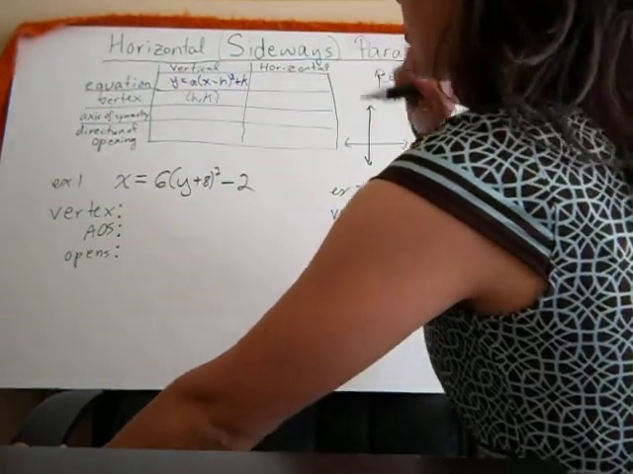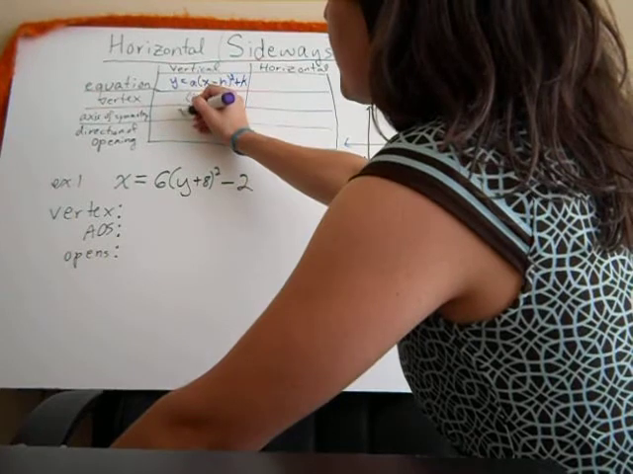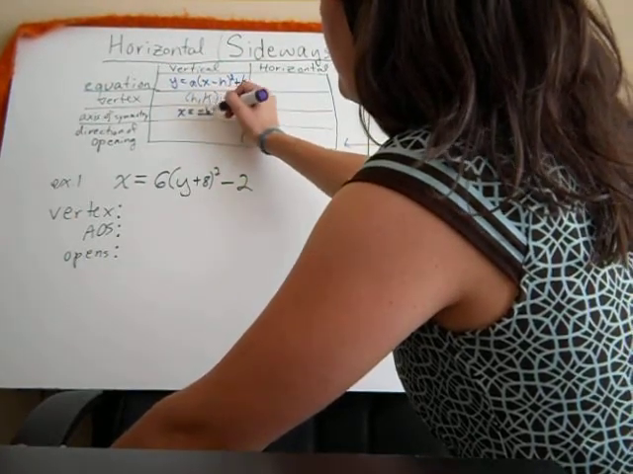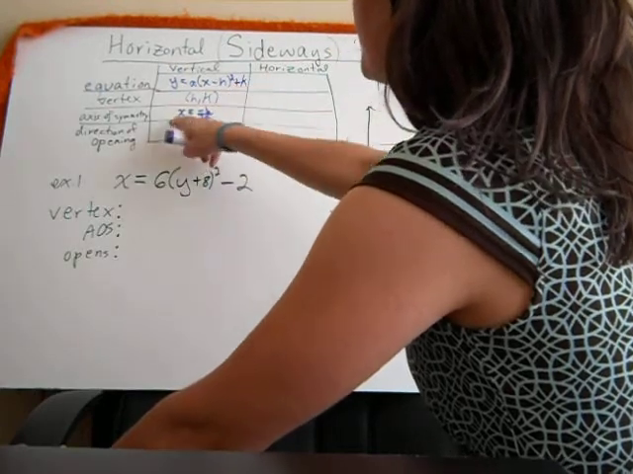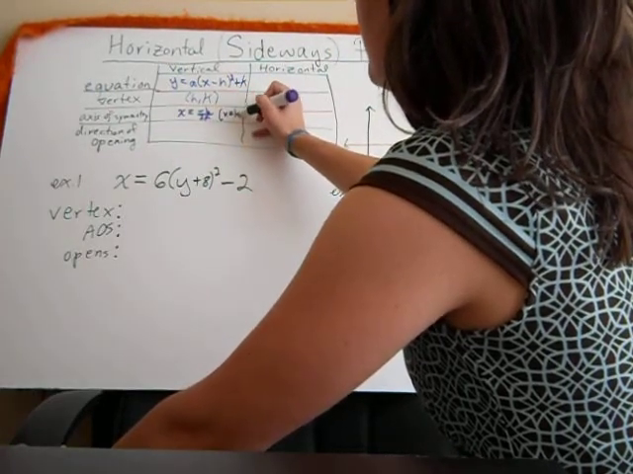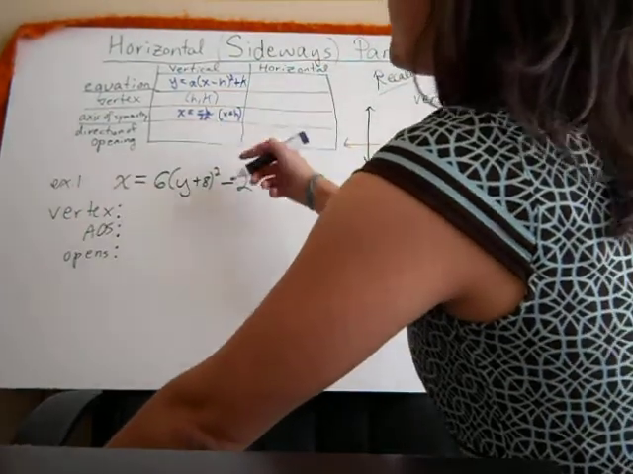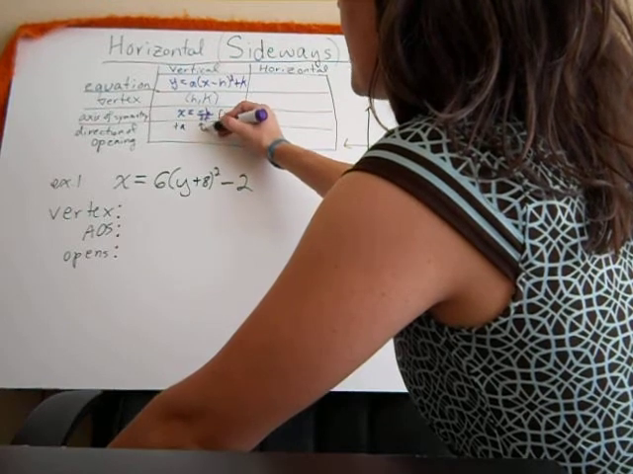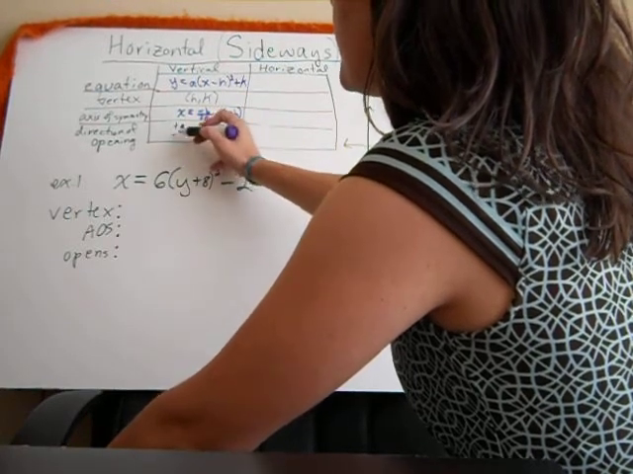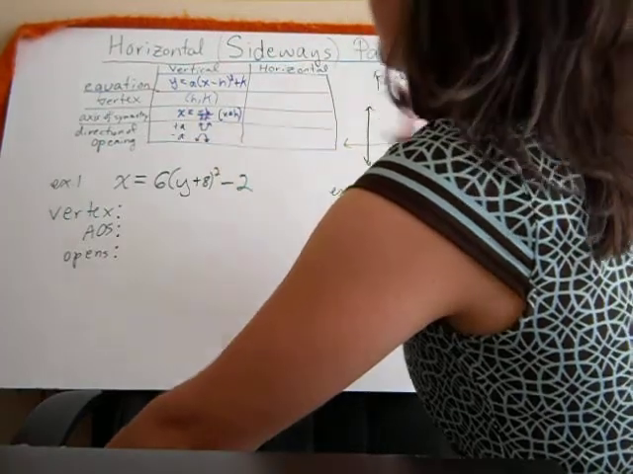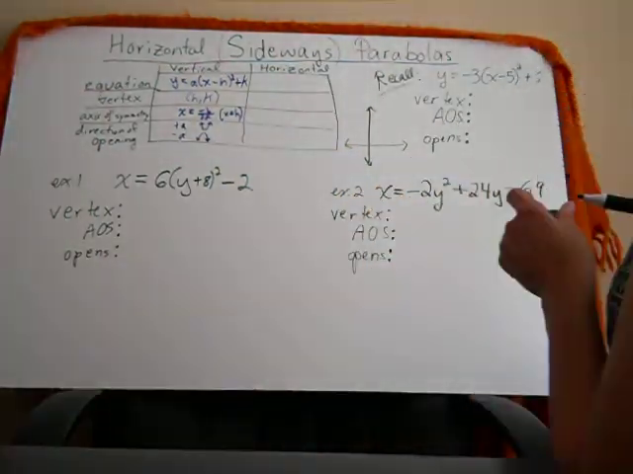The axis of symmetry, I haven't really talked about that much with you yet, but that's x equals negative b over 2a. It's basically x equals h. And then the direction of opening. We already know this. If a is positive, it opens up. And if a is negative, it opens down. Okay, that is stuff you already know.